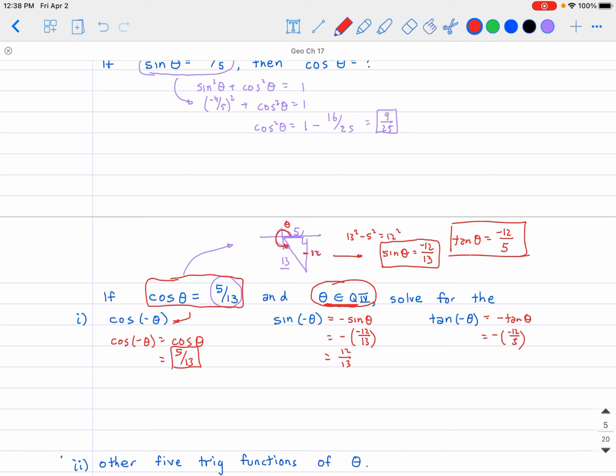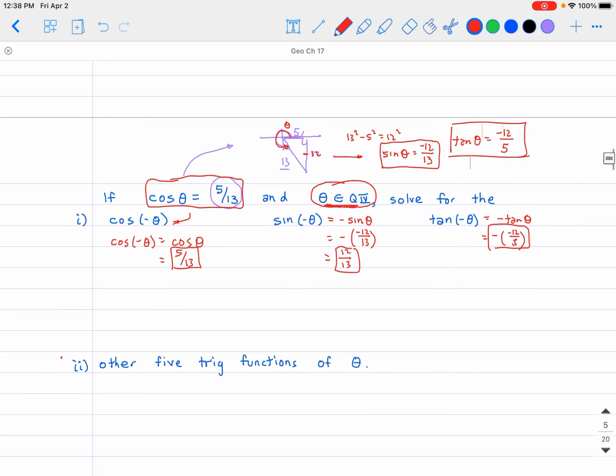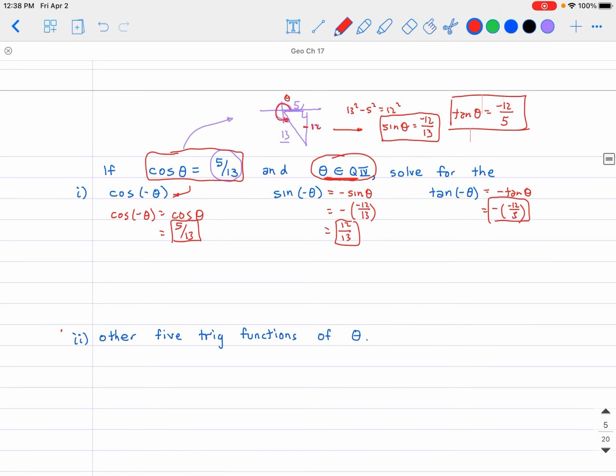All right, so there we go. That is going to be how we solve for these problems. So hopefully that's not too bad. The final one over here is the following.